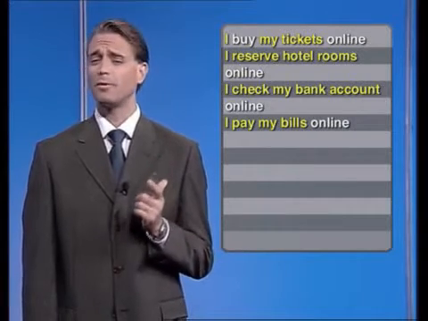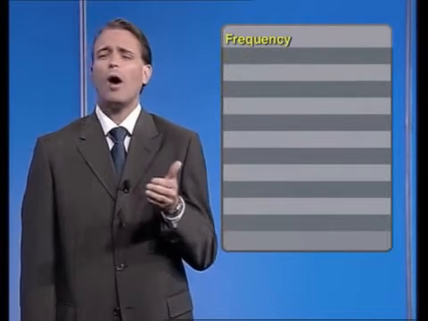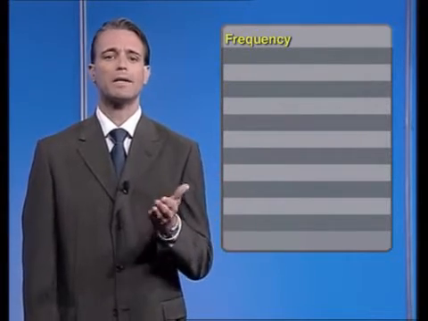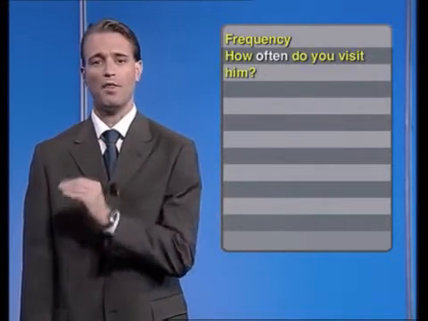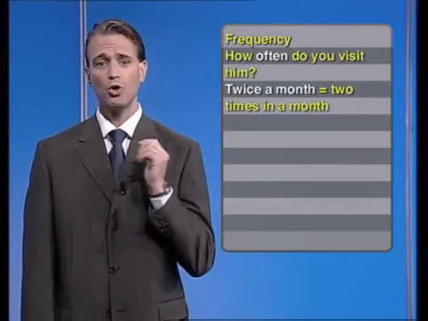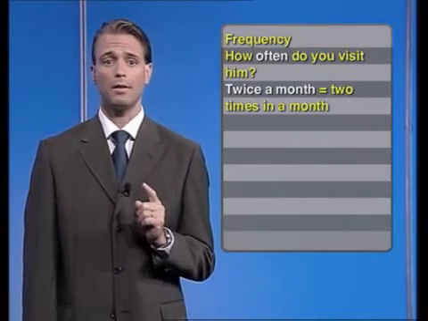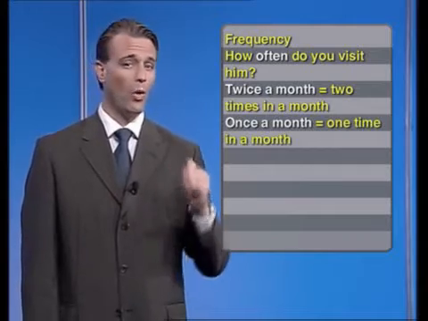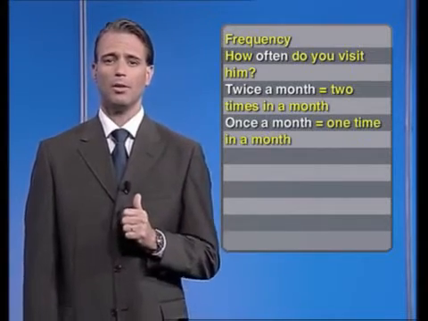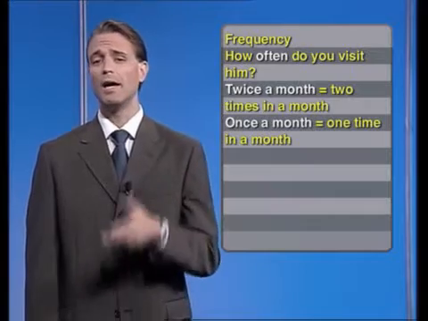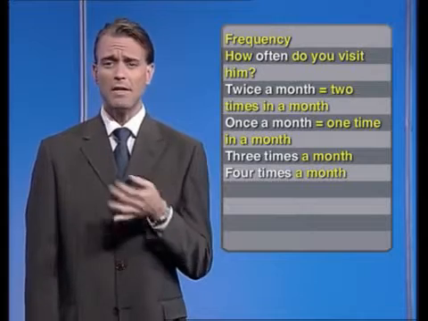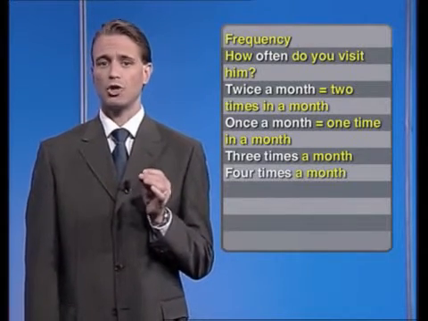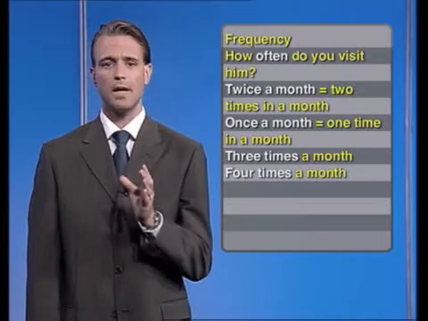Okay, just 2 more things before we say goodbye. The first is frequency. When we say how often we do something, I asked Marie, how often do you visit him? And she said twice a month. Twice a month means 2 times in a month. Once a month means 1 time in a month. But when we do something more than 2 times, we say 3 times a month, 4 times a month, etc. Even if we change the period of time, the structure of frequency remains the same.